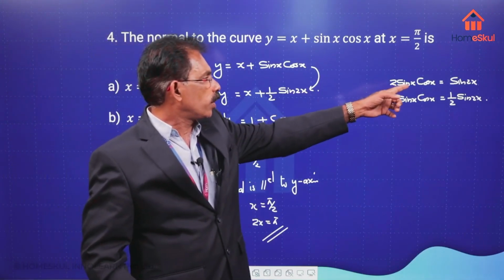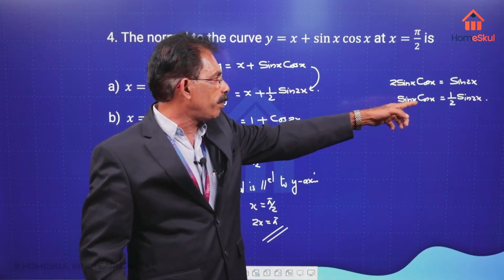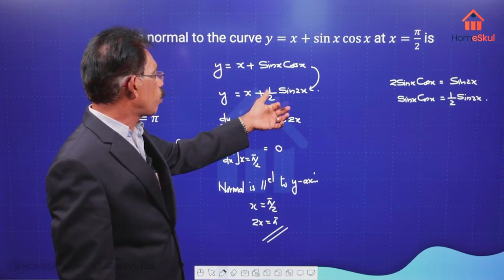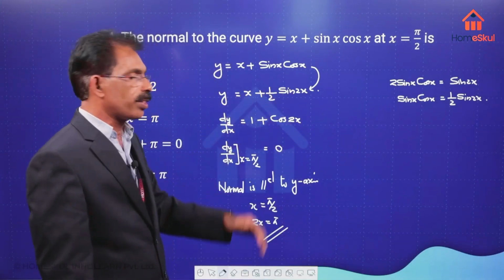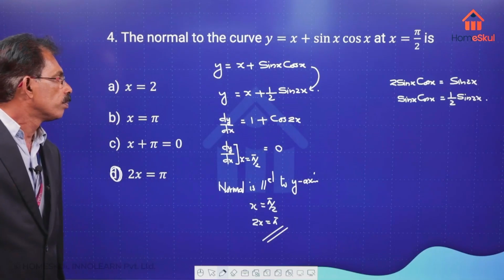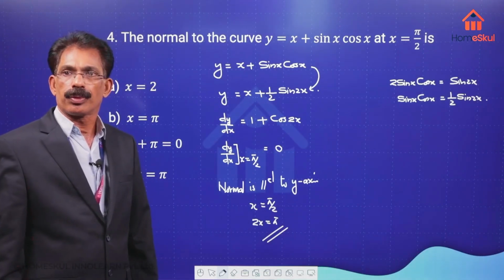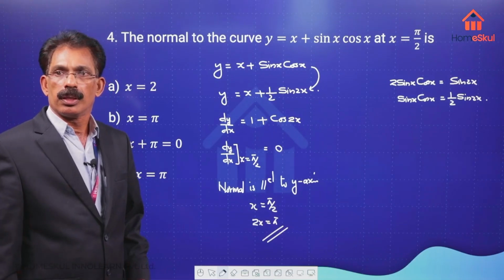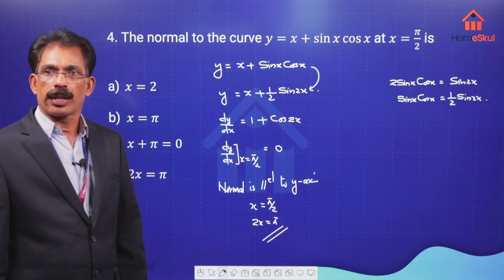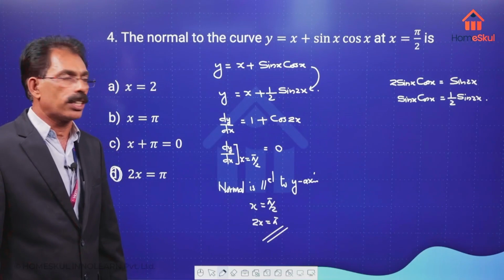2 sin x cos x equal to sin 2x. Sin x cos x equal to 1 by 2 into sin 2x. This is x plus 1 by 2 into sin 2x, and then differentiate. Okay? Clear? Yes. Okay. So go to the next question.